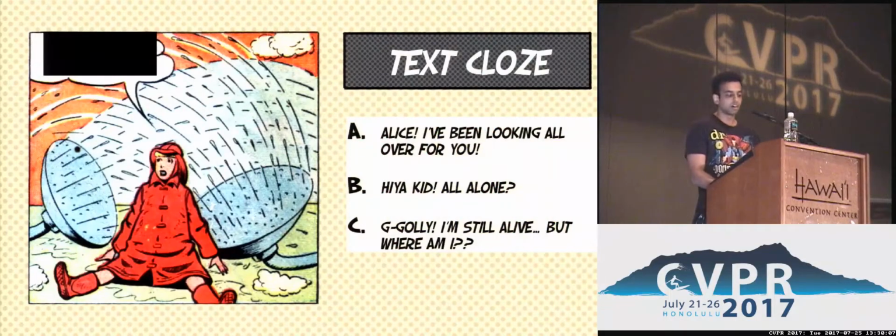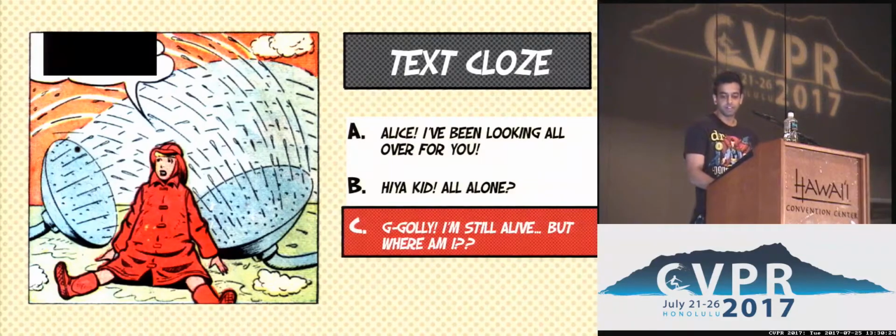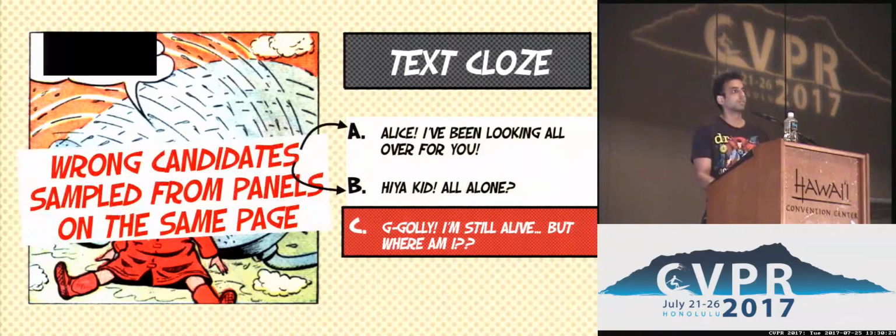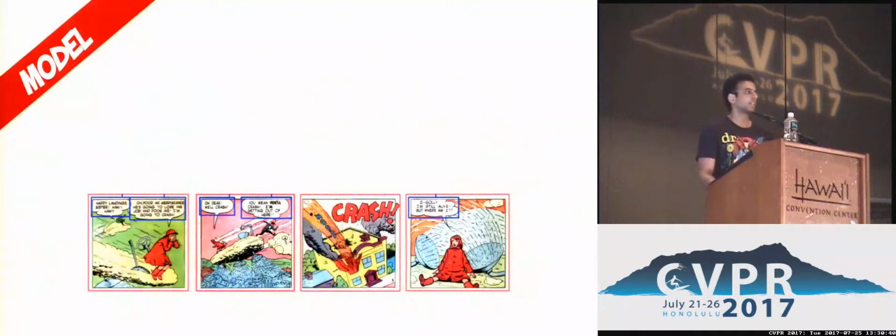Now, given the artwork from the 4th panel, the text close task asks the model to predict which of these 3 candidates best fits the blacked-out dialog box. I'll give you a few seconds to read over and make a selection. Okay, the correct answer here is C. The incorrect choices A and B are randomly sampled from panels on the same page as this one, which makes the task difficult. For example, candidate A contains the named entity Alice, and so to make a correct answer, a model has to properly understand the context.